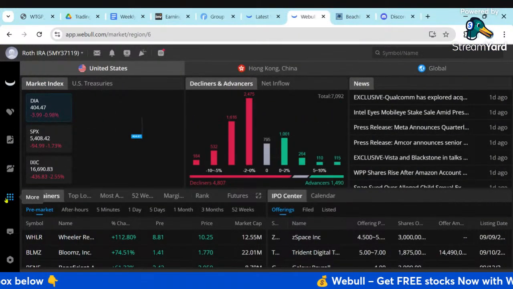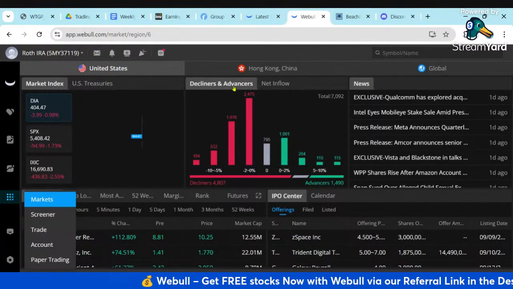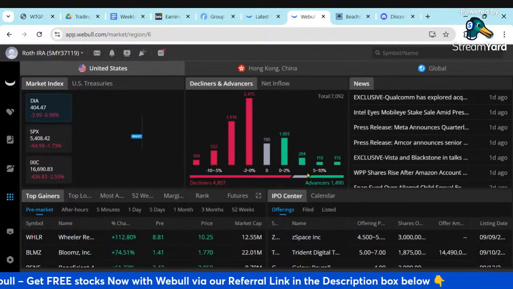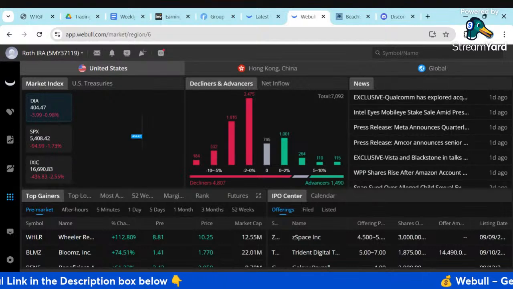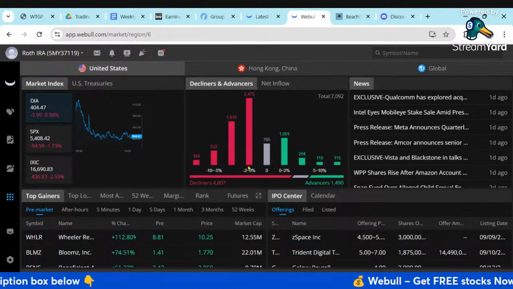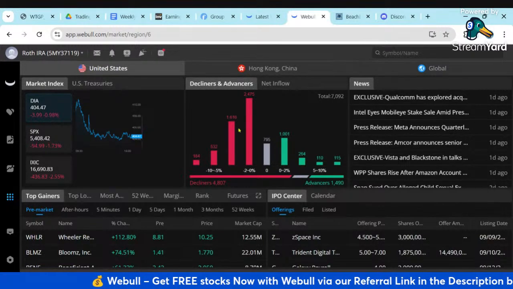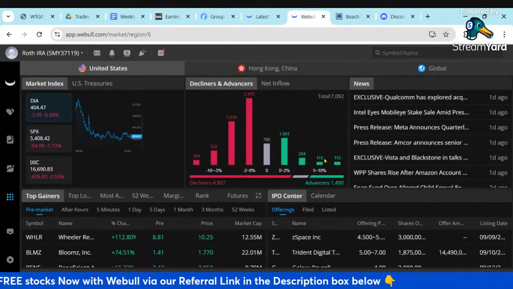I'm using the market screen of the online browser version of Webull. Here we can see the histogram of decliners and advancers from Friday. We had many more decliners than advancers, more than a 3 to 1 ratio. The percentage of decline was generally pretty small, but we had a significant amount of larger decliners and a very small percentage of significant advancers.